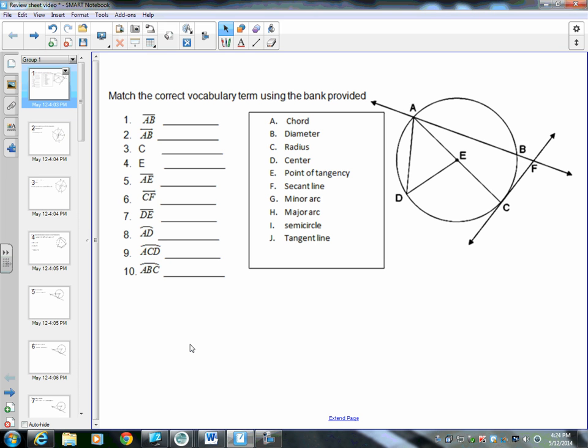Alright, this is part one to the circles review sheet. Let's get started. First of all, this is all about the vocabulary terms and pieces of the circle. Okay, so first I want to look at this.